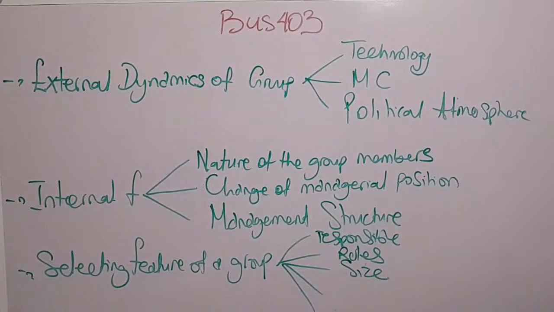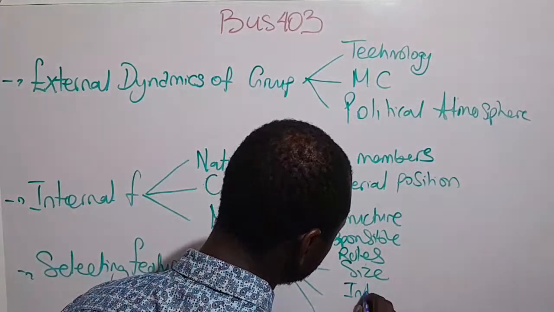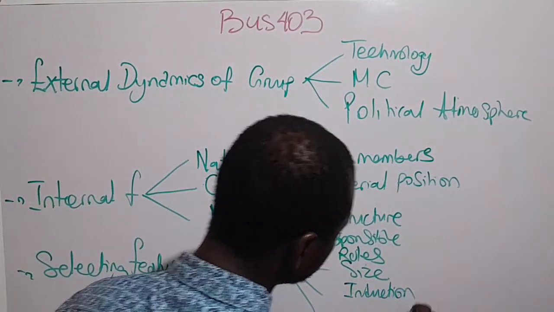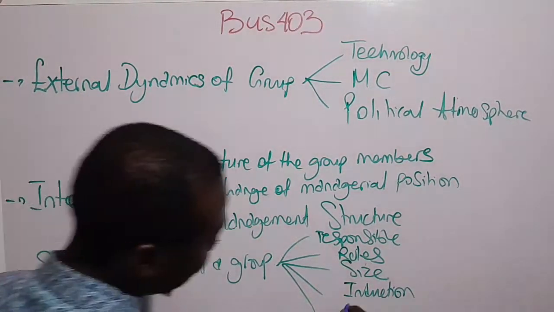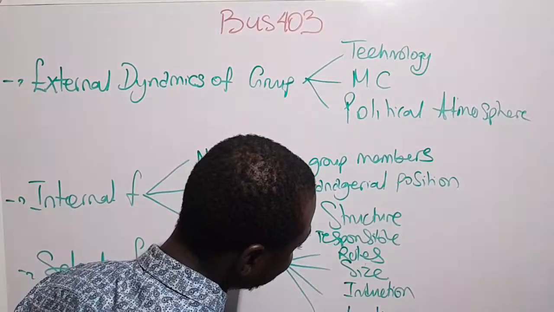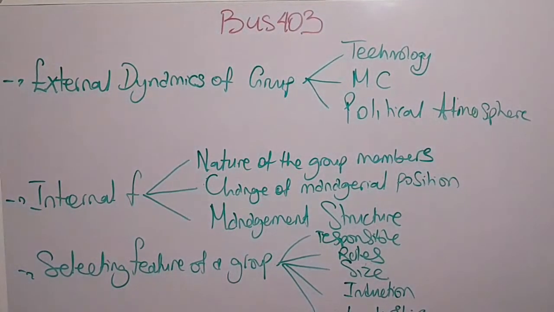When the team is selected and the terms of reference is made, they should be left to do the job without undue interference. So more like induction. Then the next one is leadership. Appoint a leader, a leader that can always supervise.